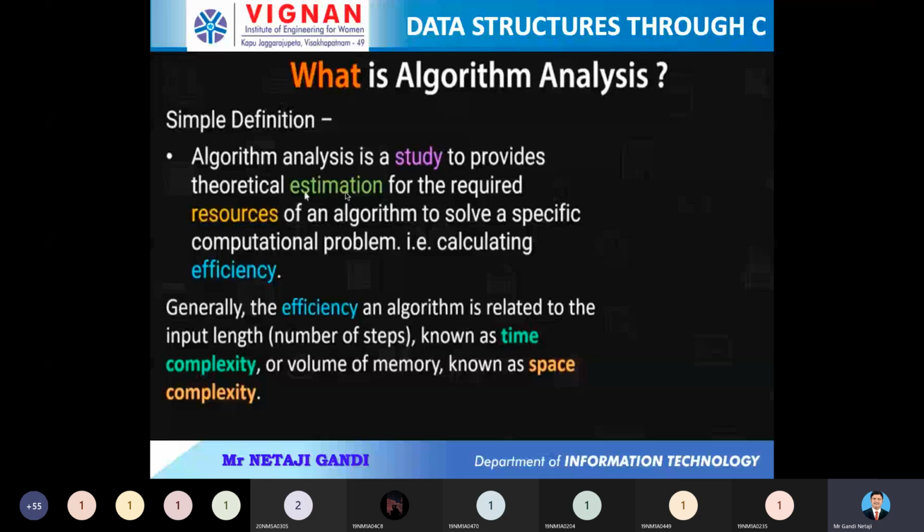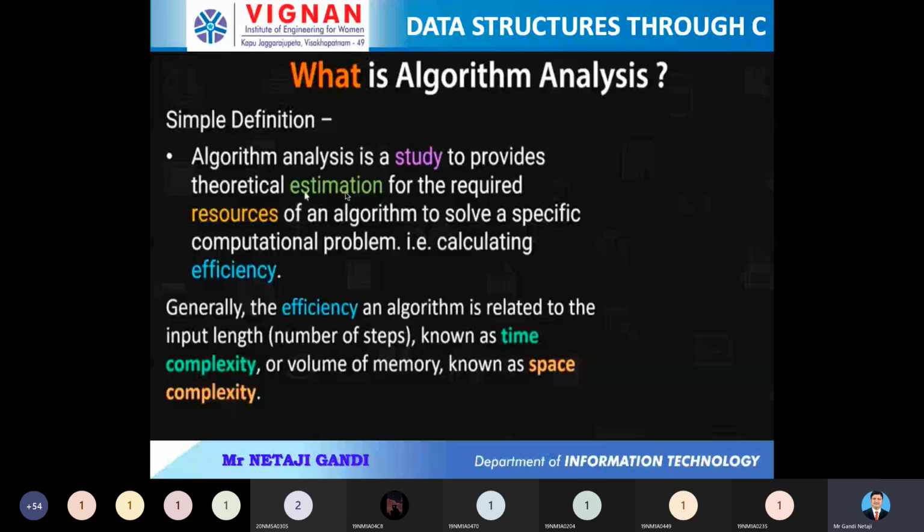What is the problem statement in this example? My problem statement is addition of two numbers. To solve this problem by using the algorithm analysis, what are the requirements? What variables are required? How many variables are required? How many operators are required? Everything can be taken as a resource. Analysis is very important.